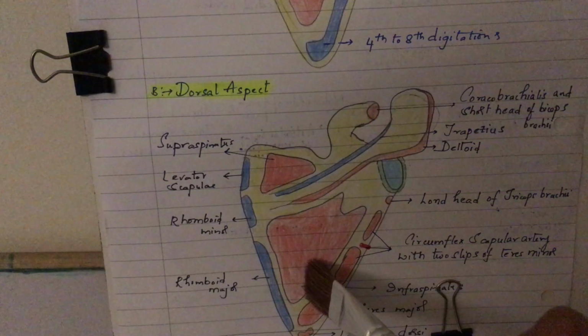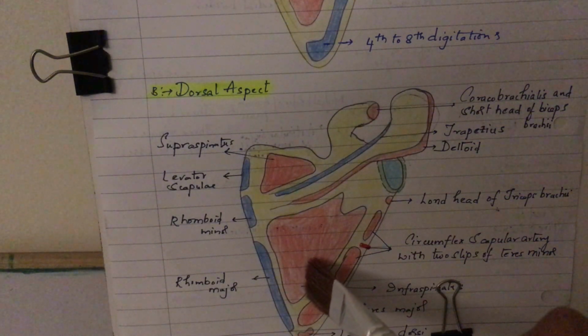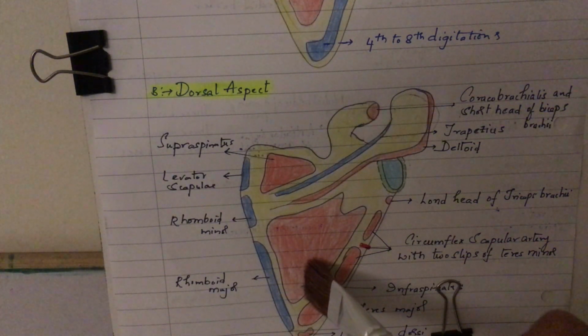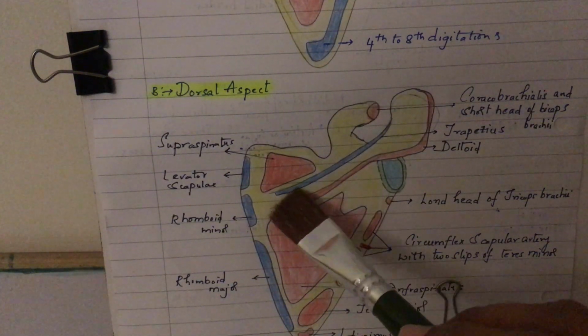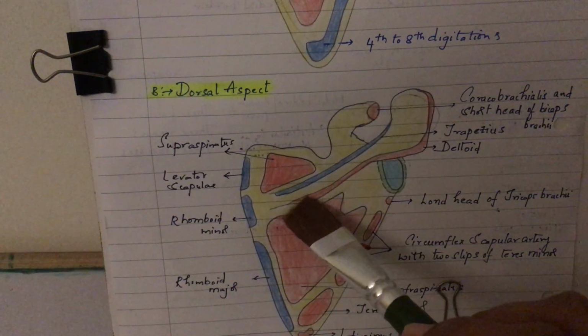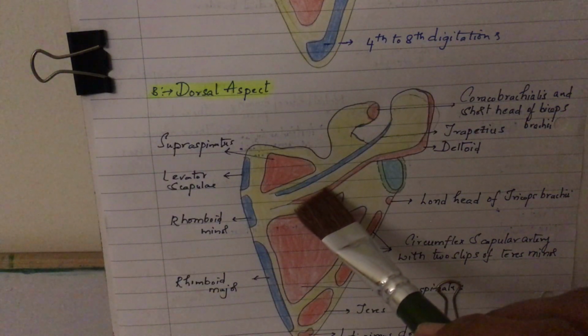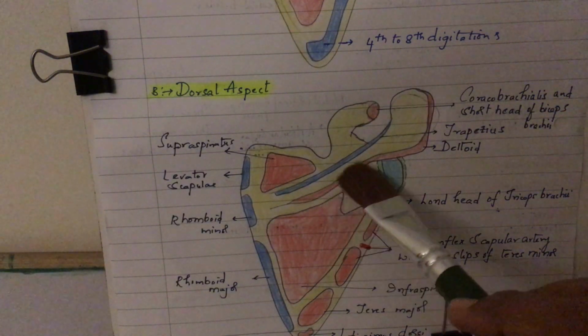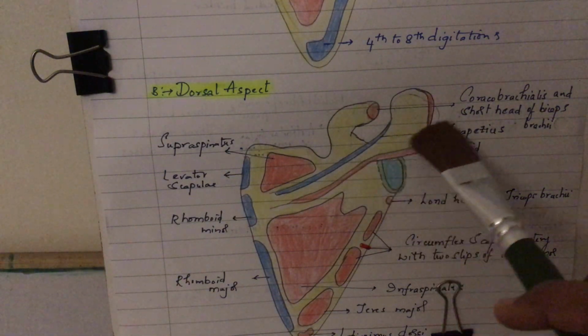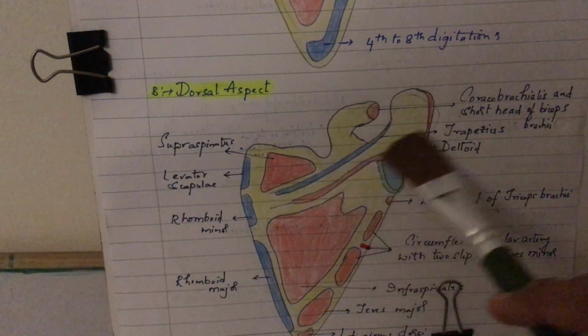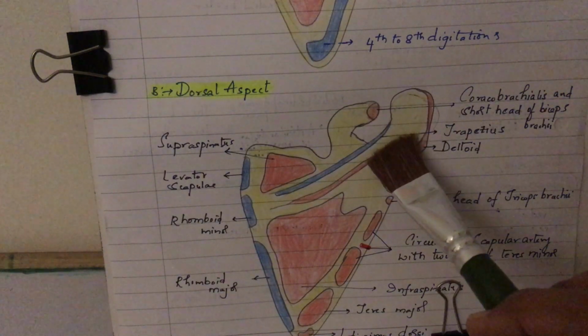deltoid muscle. It arises from the lower border of the crest of the spine, the lateral border of the acromion. Above we have trapezius, which is inserted into the upper border of the crest of the spine and medial border of the acromion, and below we have the deltoid muscle.